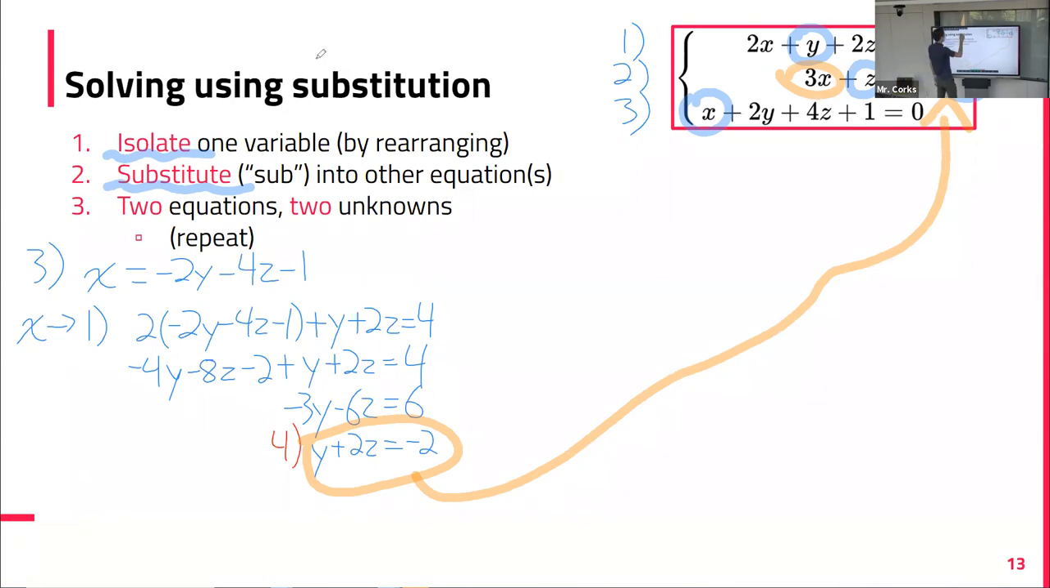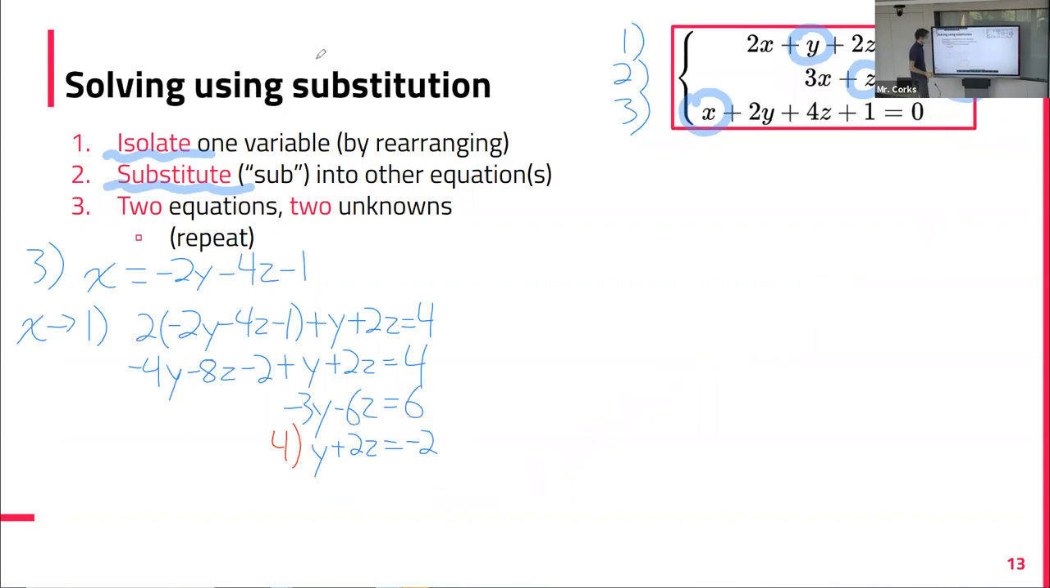So we are going to eventually try to solve for Y and Z there, but what do we need to do before that? We have to resubstitute the X into another equation. There we go. So we substituted X into equation one here, but we also have equation two. So you need to substitute that thing into each other equation.